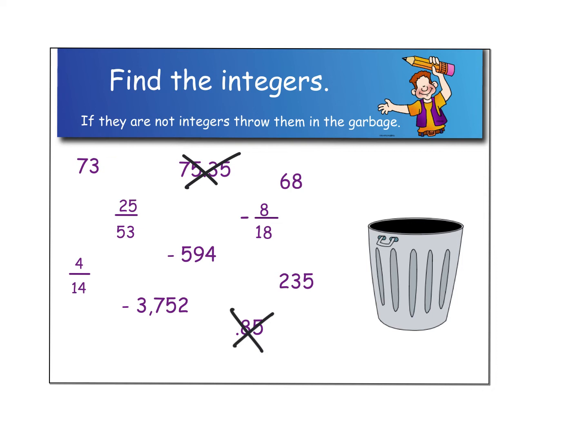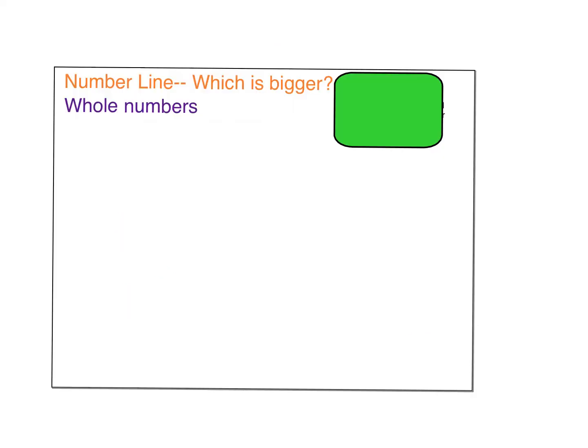A fraction is also not a whole number. So 4/14ths, not whole. 25/53, not a whole number. -8/18ths, not a whole number. The rest of these are integers. Okay, 73, that's a whole number, positive. -594, whole number, negative. 68, 235, and -3,752, those are all integers.